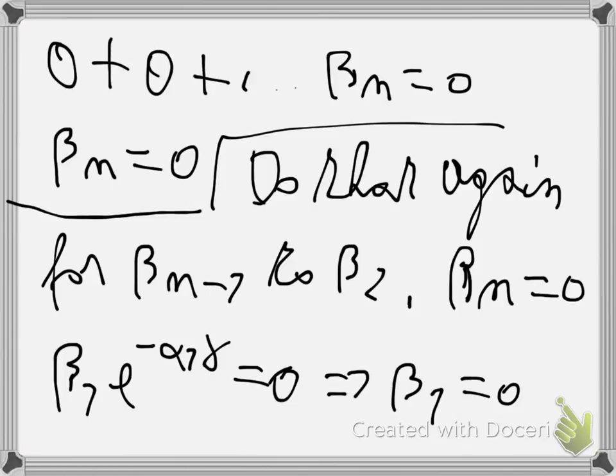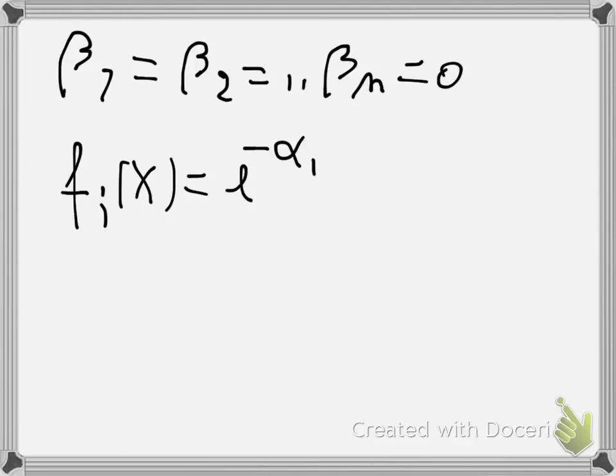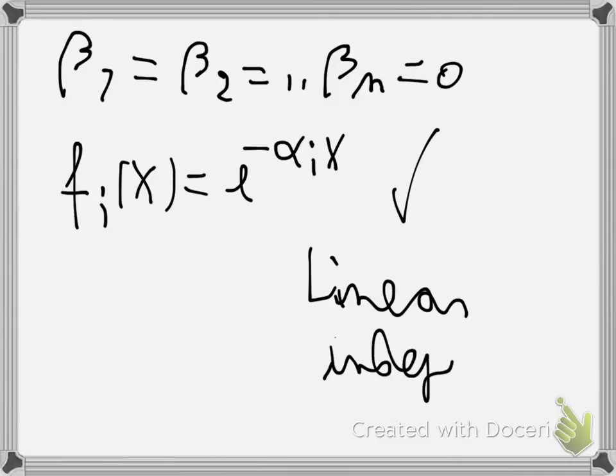Okay, and so you can show that beta 1 is equal to beta 2 is equal to beta n is equal to 0. And so the functions fi of x equal to e to the negative alpha i x, they are in fact linearly independent.